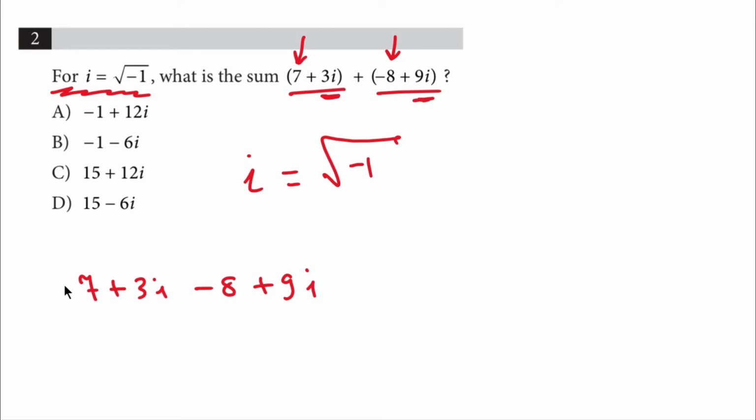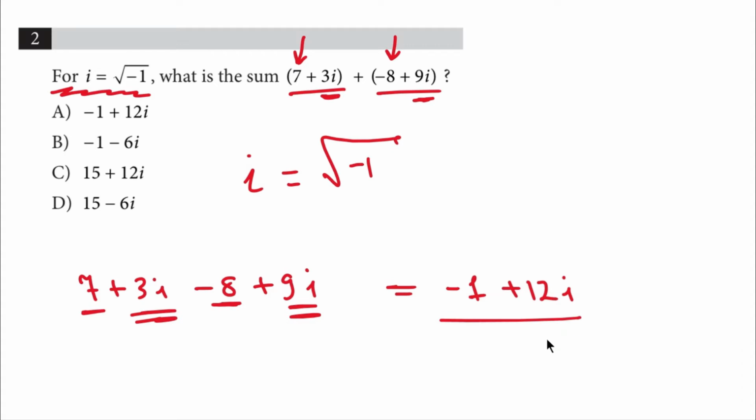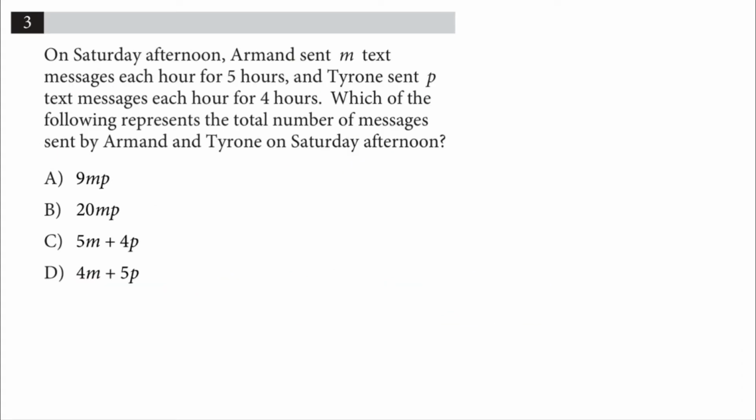When you want to sum it up, you treat the constants just like you treat them in polynomials. So you sum 7 and negative 8 and you get negative 1. And then you sum the imaginary part separately. So 3i plus 9i is equal to 12i. So the answer to this question is negative 1 plus 12i, which is A. Now let's move on. Try to solve this.